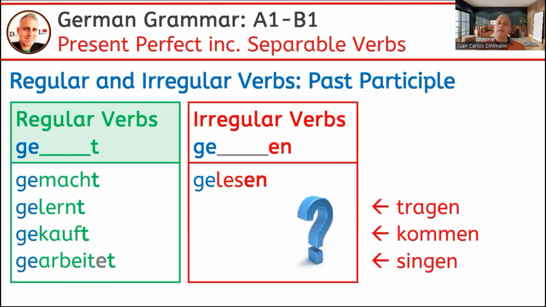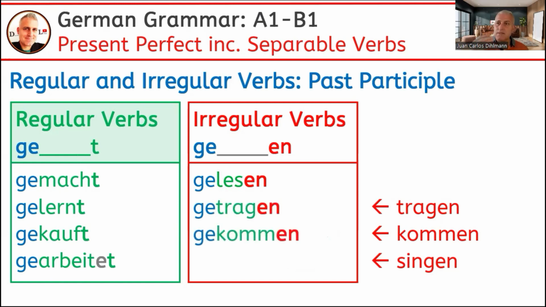And now you do the same with the irregular verbs tragen, which means to carry, kommen, which means to come, and singen, which means to sing. So, tragen. What is the past participle? Getragen. Kommen. Gekommen. Singen.